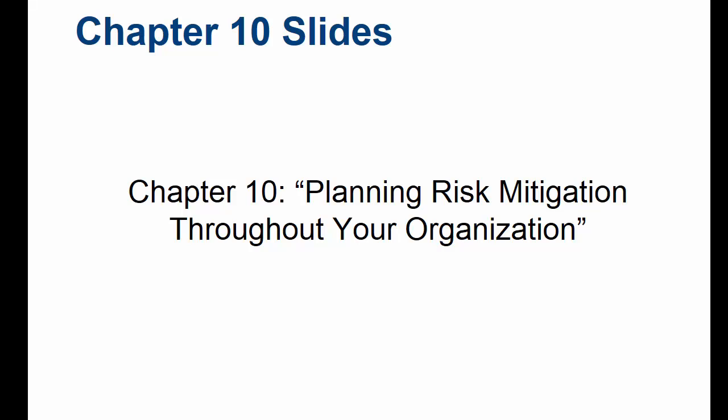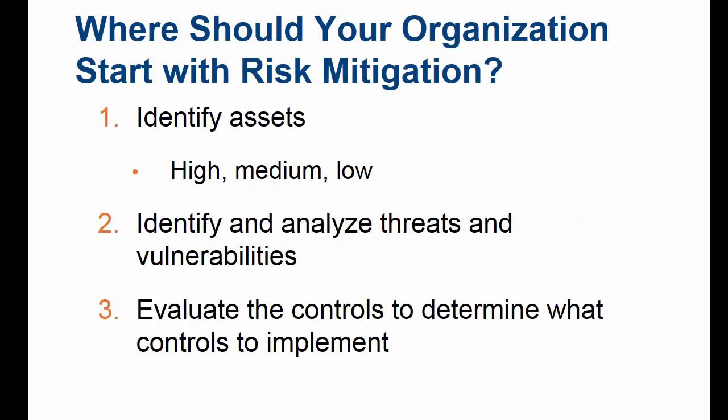So we'll get started with Chapter 10, Planning Risk Mitigation Throughout Your Organization. So where should your organization start with risk mitigation? Well, one, you want to identify your assets. This goes from high, medium, and low. Obviously, a copy machine is probably going to be on the low end, especially if it's a network printer.